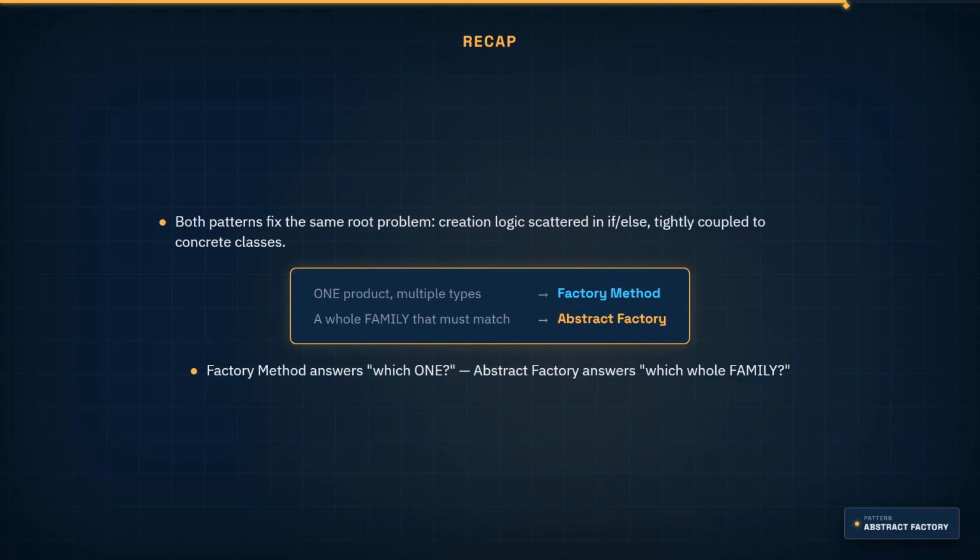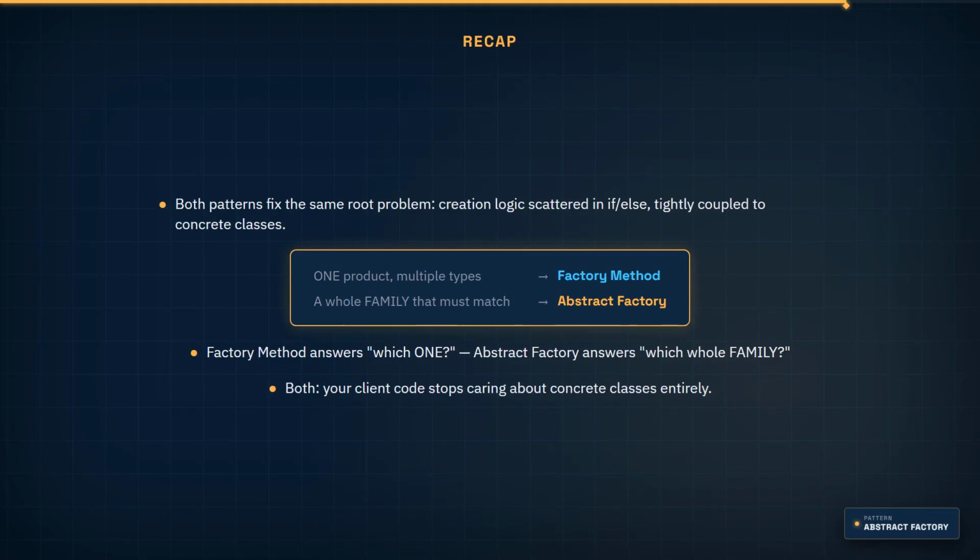Factory method answers, which one do I build? Abstract factory answers, which whole family do I build and how do I guarantee they all match? Both patterns get you the exact same win. Your client code stops caring about concrete classes entirely. And new types or new entire families slot in without touching a single line of code that already works.